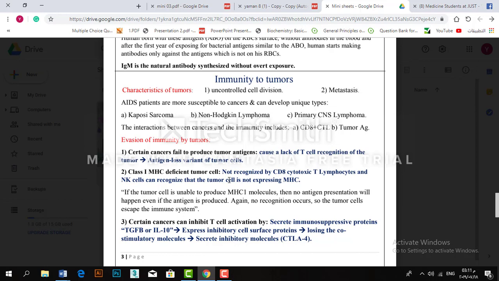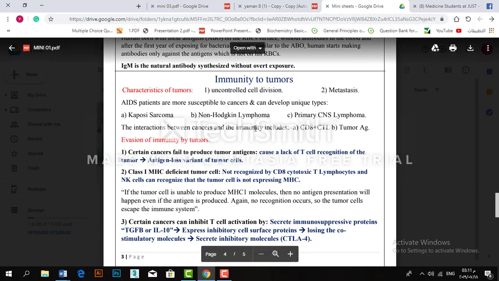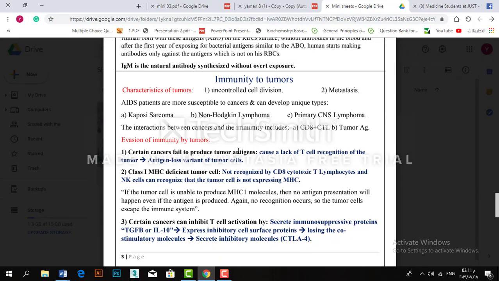Because AIDS patients are considered immunodeficient patients. Now, the interaction between cancers and the immunity. When the immune system deals with cancer cells, it deals with them in two ways. Tumor antigen: the tumor antigen is the antigen that the tumor expresses on its surface so that T cells can recognize it. Also CD8 cytotoxic T lymphocytes are the most important cells that recognize the tumor antigen and kill tumor cells. Now, evasion of immunity by tumors. What is the problem? Recognition of the tumor antigen will not always happen.